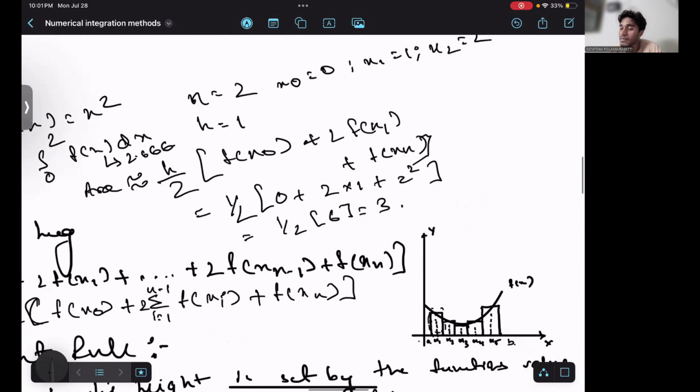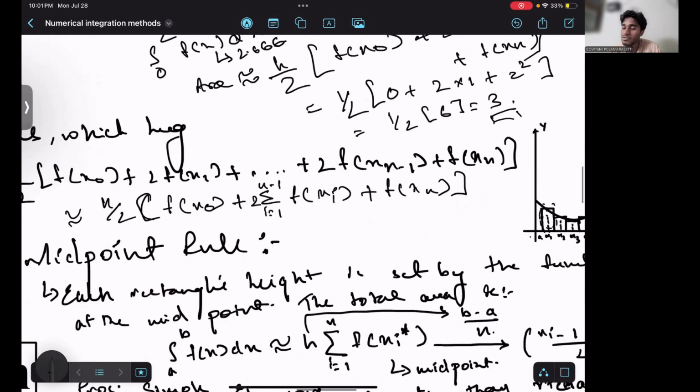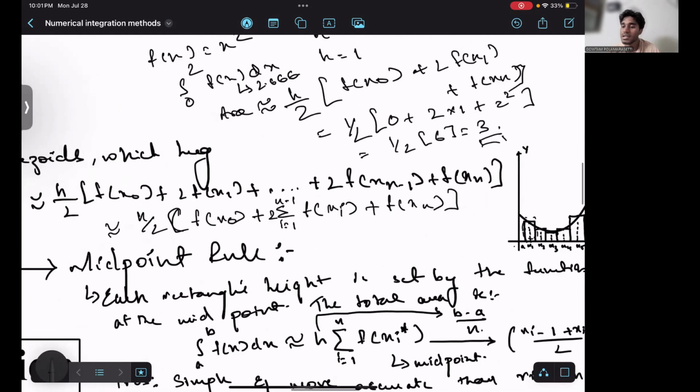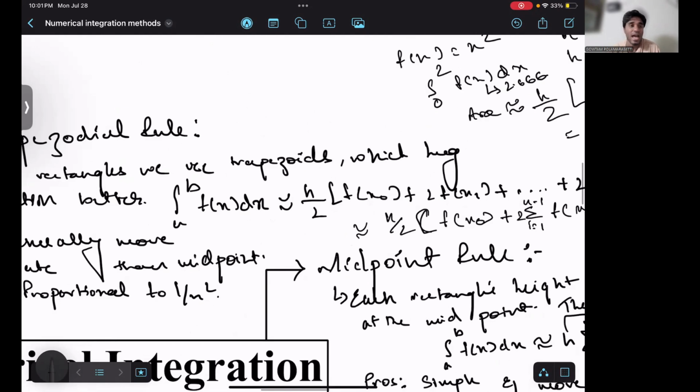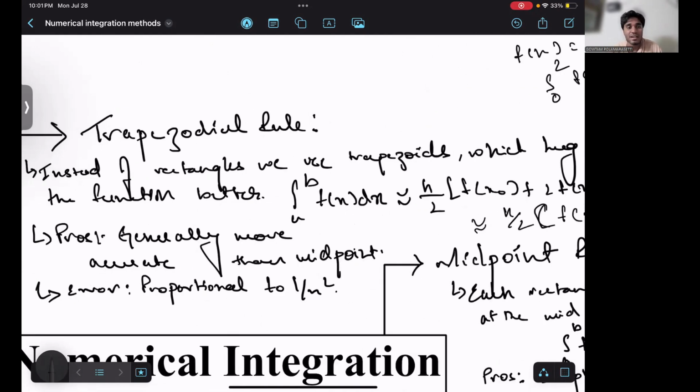So the value which we got using the trapezoidal rule is 3, which has a large range of error, because trapezoidal approximation works well with linear functions. So there will be some overshoot with functions like this. Now, the pros of trapezoidal rule is that they generally work more accurately than midpoint, other than some cases like this. And the error is proportional to 1 by n squared, just like the midpoint rule.